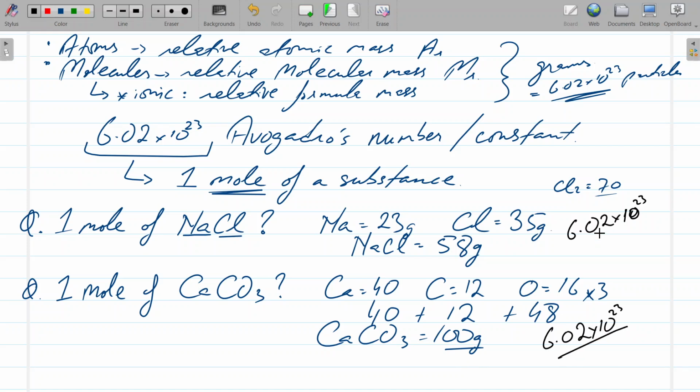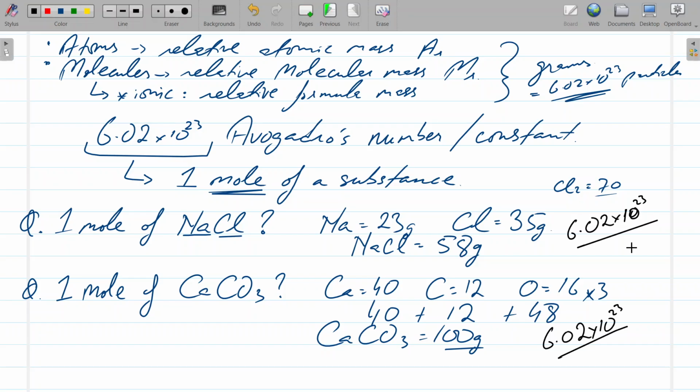So that's the interesting thing about Avogadro's number. If you take the relative atomic mass or the relative molecular mass or formula mass of an element or a compound, and you convert that to grams, you will have that same number of particles every time. Does that make sense now? Good.